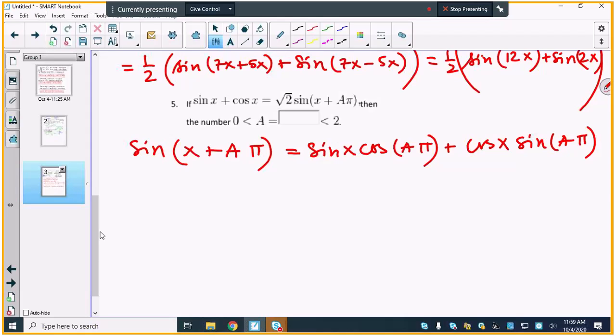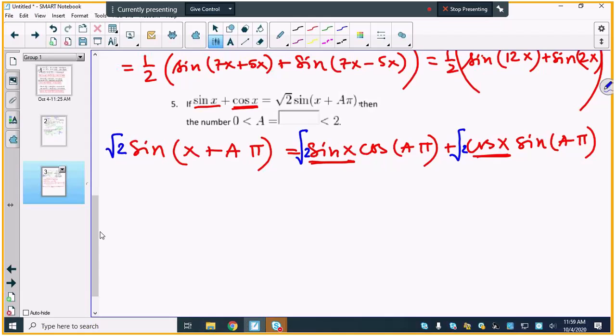So if you now look at the left hand side, you would understand that the left hand side of the given problem is just sin x, where I have this sin x, and plus cos x, where I have the cos x. So I need a value for cos(a pi) and sin(a pi) in a way that matches my given equation. What do I mean by that? Think about the given problem one more time. It had a square root here. So I must get a square root here, and I must get a square root here.